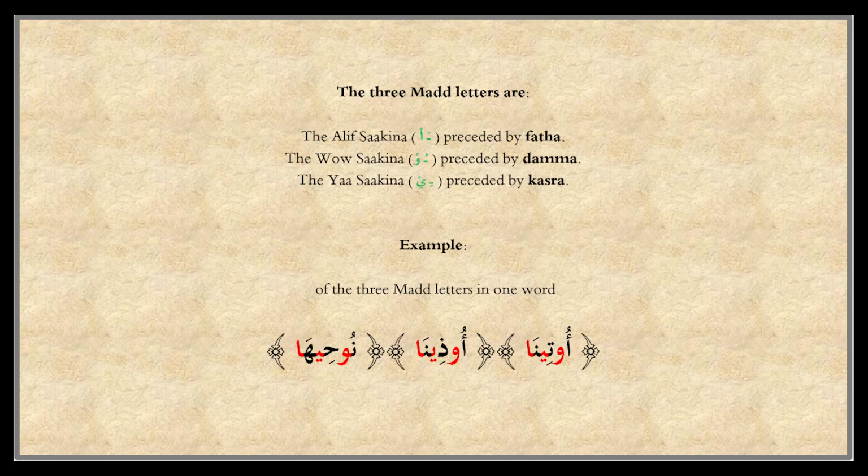The alif sakina preceded by fatha, the waw sakina preceded by dhamma, and the ya sakina preceded by kasra. So all the mad in the Quran is based on these 3 mad letters.